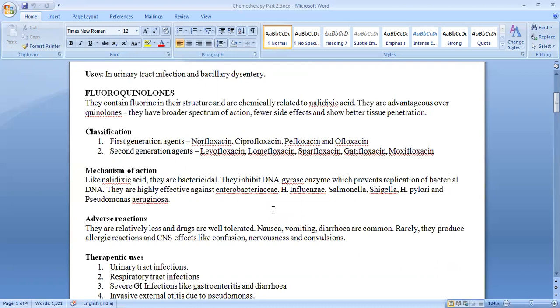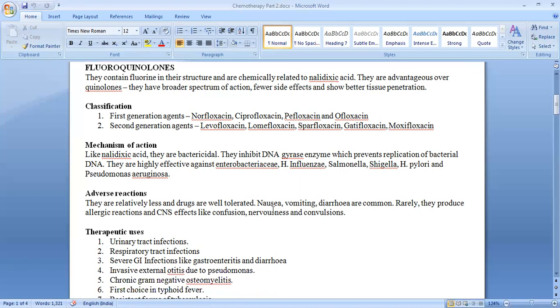They are very effective against organisms such as Enterobacteriaceae, Haemophilus influenzae, Salmonella, Shigella, H. pylori, and Pseudomonas. The adverse reactions are less compared to the previous category of drugs and they are tolerated well. But some people will suffer from nausea, vomiting, and diarrhea. And to deal with that, doctors will prescribe antacids along with these antibiotics. In very few cases, there can be some CNS side effects or some allergic reactions.